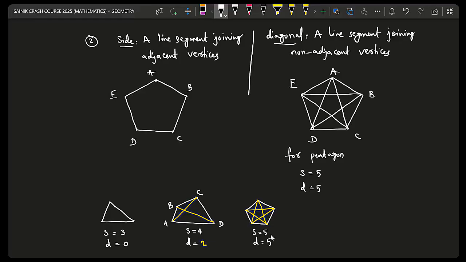Now let's take a hexagon. A hexagon has 6 sides. Let me name the vertices also: A, B, C, D, E, F. So there are 6 vertices and 6 sides, so it is called a hexagon. I want to find the number of diagonals. So who will answer this question? Number of diagonals of a hexagon.